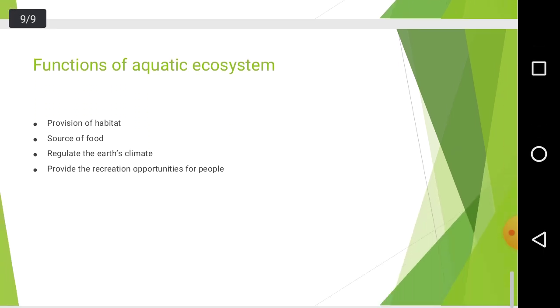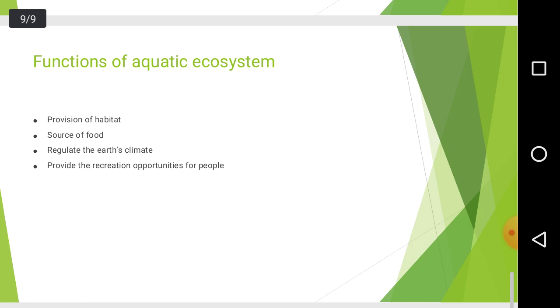Finally, we have the functions of the aquatic ecosystem. The first function is the provision of habitat, source of food, regulation of the Earth's climate, and provision of recreation opportunities for people. On the provision of habitat, the aquatic ecosystem is able to provide habitat for a large number of species, and in this habitat we can find amphibians, fish, and invertebrates.